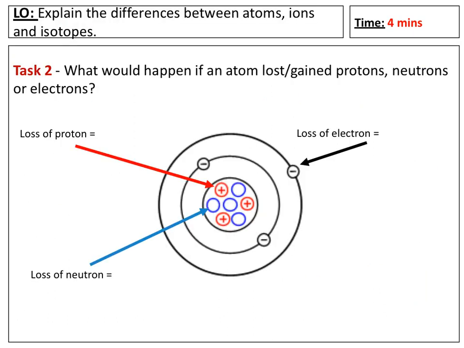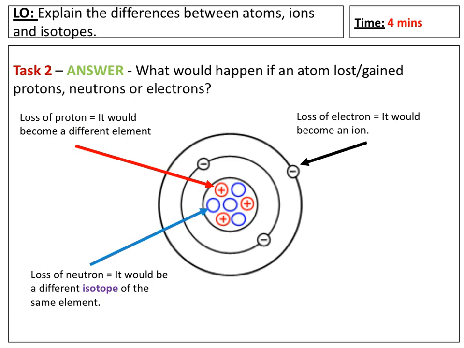Right, another task. Here's a question. What would happen if an atom lost or gained any of the following: protons, neutrons, or electrons? Pause the video, have a think. Recommended time for this is a few minutes, 4 minutes. Maybe we need to recap over some notes, search something. But what would happen if you lost or gained protons, electrons, or neutrons? Pause the video.